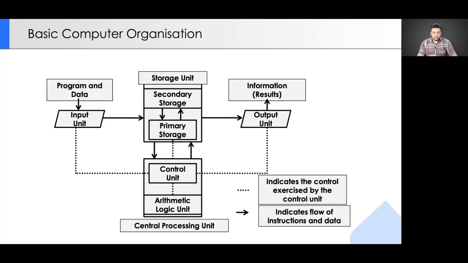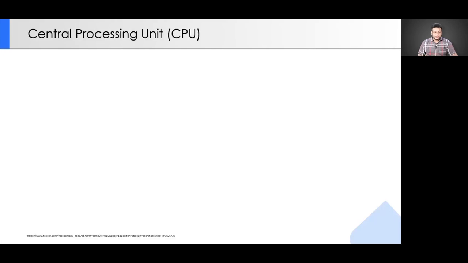You can see the control unit is giving directions to the ALU, it is handling the storage unit also, and further it is also handling the input as well as the output unit. So this is the way the computer performs with the help of all these basic units.